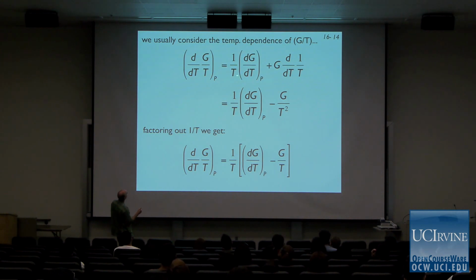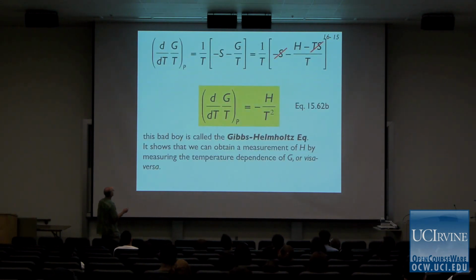But we get down to here. So what are we doing? We've got 1 over T times the derivative of G with respect to T, and then G times the derivative of 1/T with respect to T. After we do all the algebra and make some substitutions, we get this equation right here. The derivative of this quotient with respect to temperature is given by minus H over T squared. That's a very simple mathematical form that ends up being useful to us.